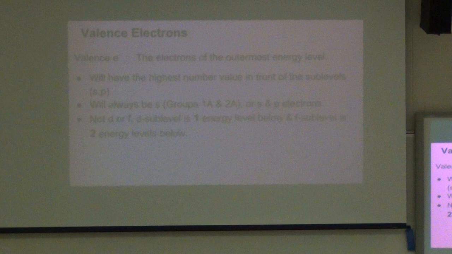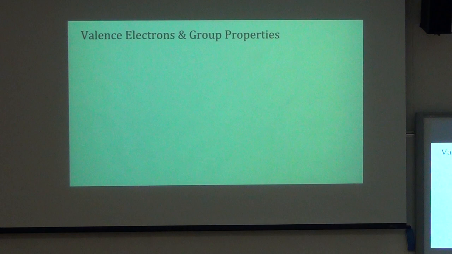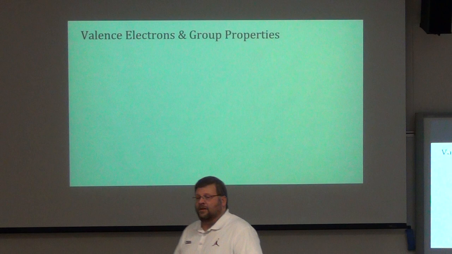All right. So, valence electrons and group properties. This is one thing we're going to be interested in: what's going on within those groups? And it's just the representative groups that we're going to be interested in. So, what do we have as far as valence electrons go with those particular groups?